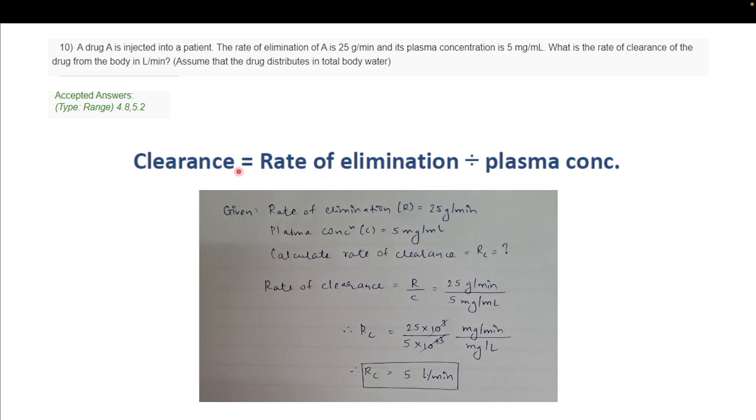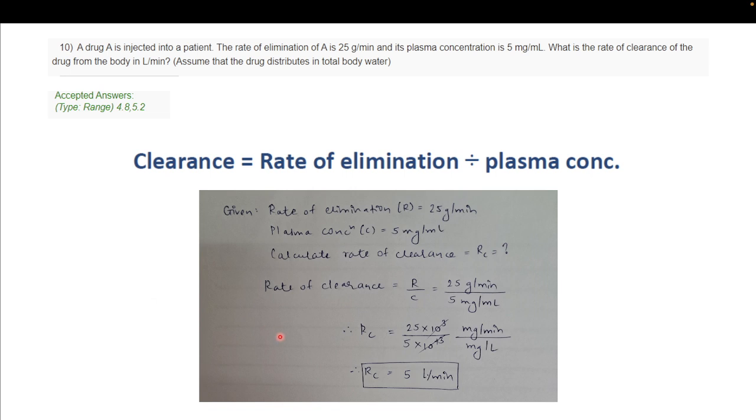As I said, we have a formula which says that clearance should be rate of elimination divided by your plasma concentration. We already have rate of elimination given, which is 25 grams per minute, and plasma concentration is 5 mg per ml. So you just take the ratio. The catch here is you need to know the conversion of the units, so please pay attention to it. You either convert everything in grams or everything in milligrams. If you do that, you should get an answer of 5 liter per minute. You shouldn't be getting the 10 power 3 factor. Again, your answer can range between 4.8 to 5.2. Is this clear?